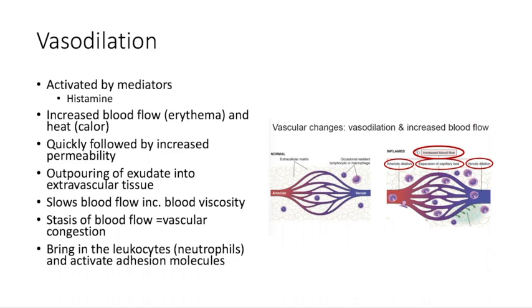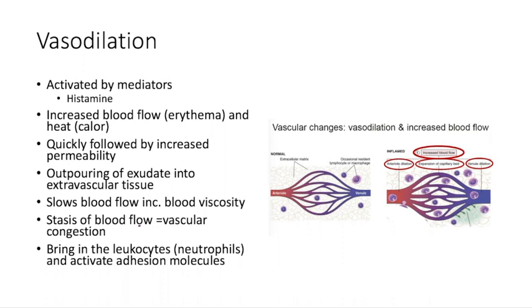So vasodilation, histamine is the main mediator. We have increased blood flow, which is called erythema, and we have heat, which is calor. So there's where those classic signs and symptoms come with vasodilation. Quickly followed by increased permeability. There is an outpouring of exudate into the extravascular tissue. It actually will slow blood flow due to increased blood viscosity, and we get a stasis of the blood flow, and that's called vascular congestion.